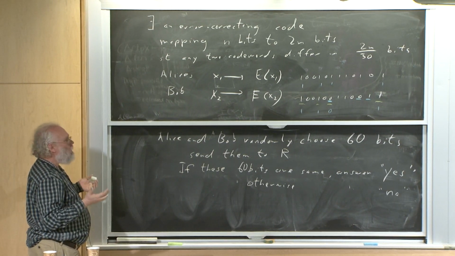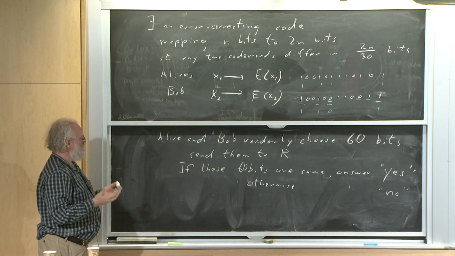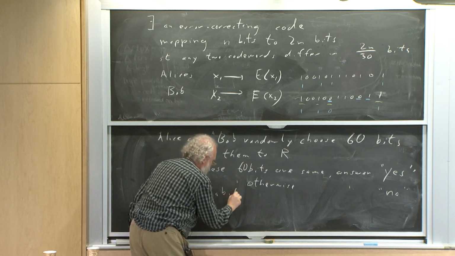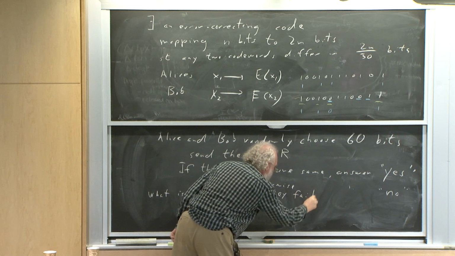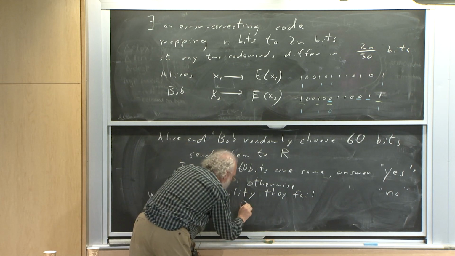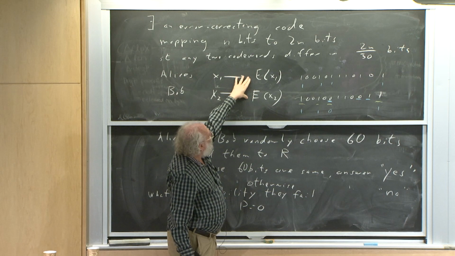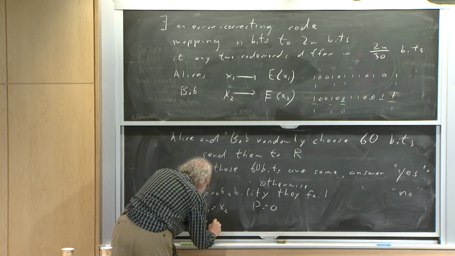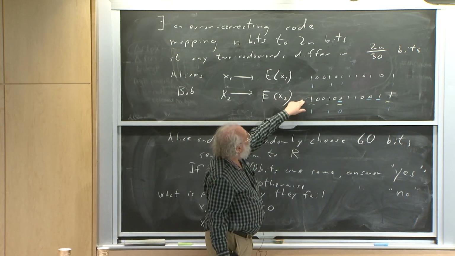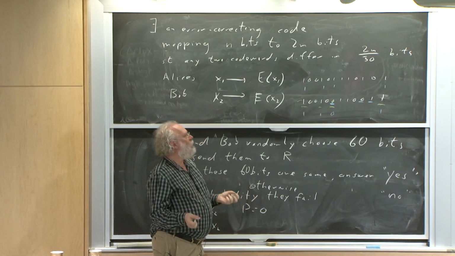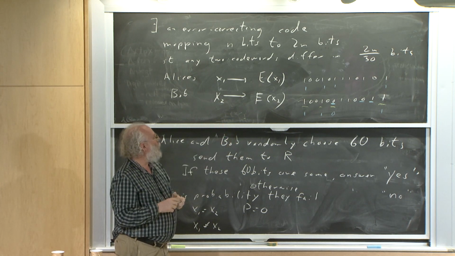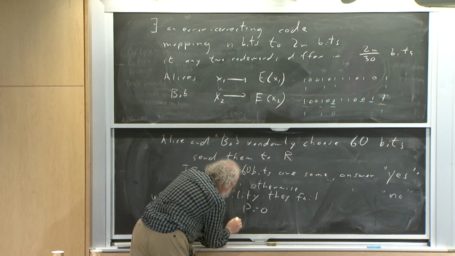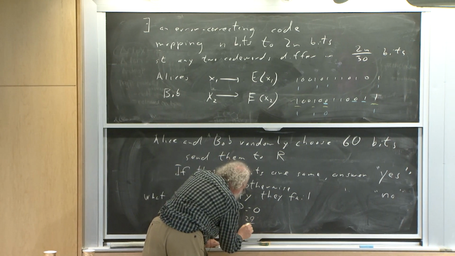Okay, so now we want to know what the probability is that they fail. If x1 equals x2, the probability is 0 because these are identical things, so no matter what bits you pick from them, they're going to be identical. So if they're equal, the probability of failure is 0. If x1 is not equal to x2, well, these two strings differ in at least 1/30th of their bits. So if you choose a random bit, the probability that they agree is at most 29/30.